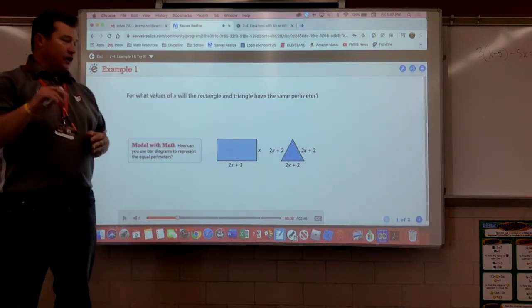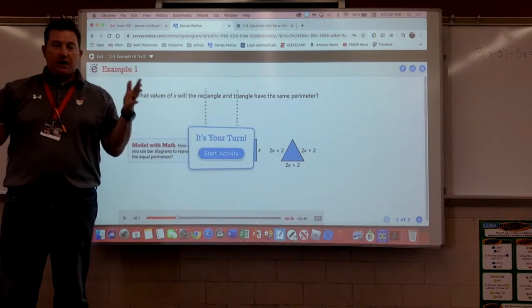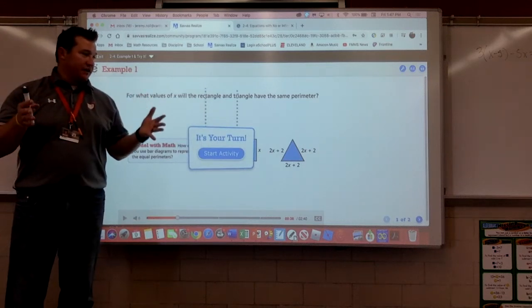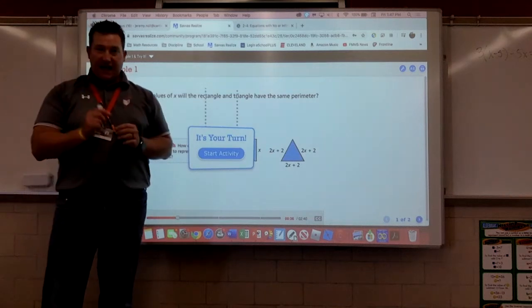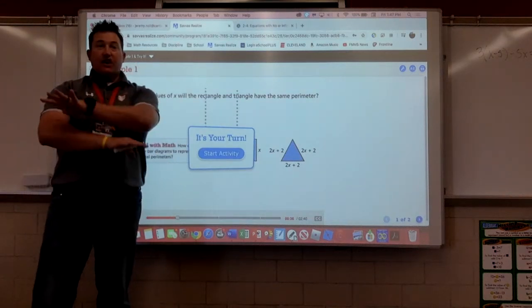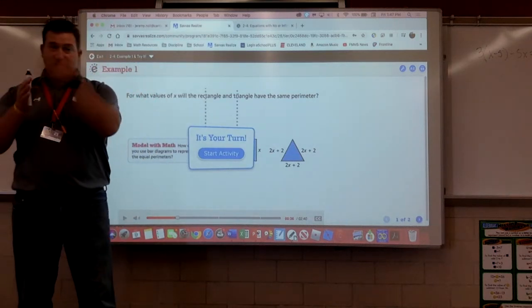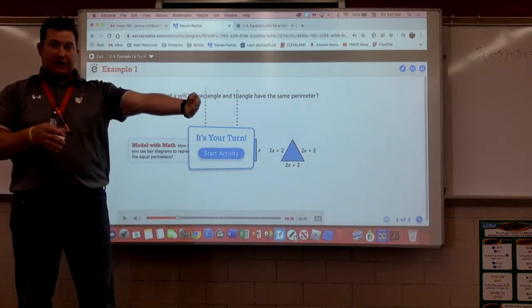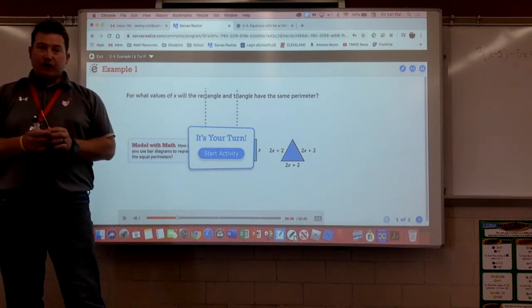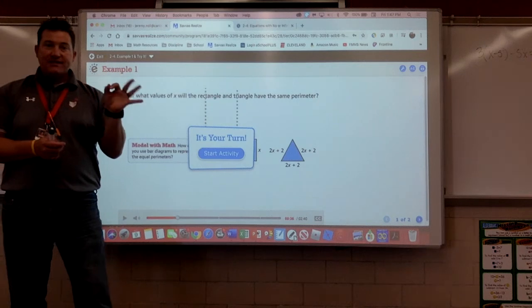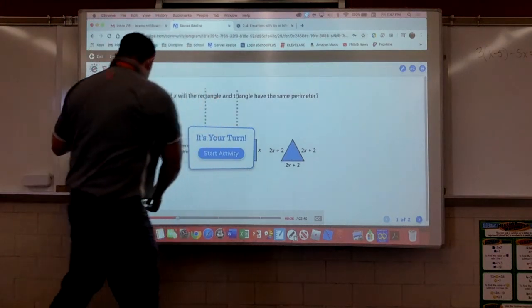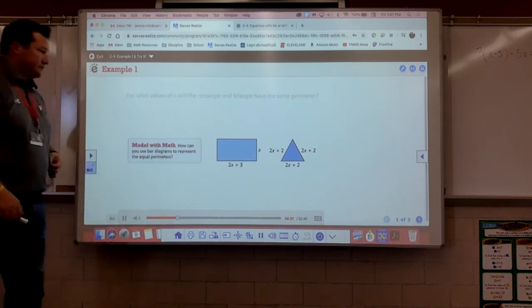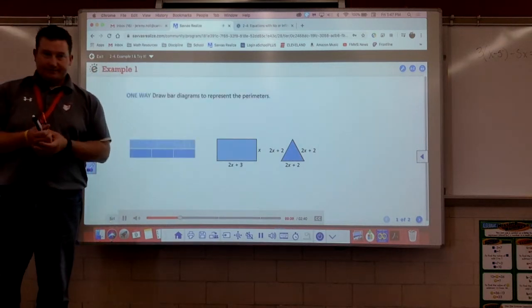Okay, so folks, we have to remember perimeter. I know it's been a while since we've done this. Perimeter of a rectangle: add up all of the sides. We have 4 sides, so we will come up with 4 expressions and then add all of them together. The same thing is true for our triangle. We have 3 sides, we will take each expression and add them all together. All right, let's see what they do here.